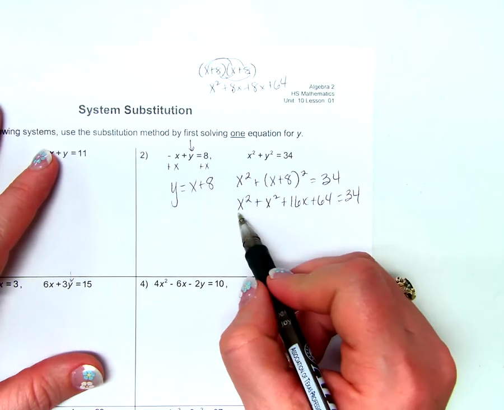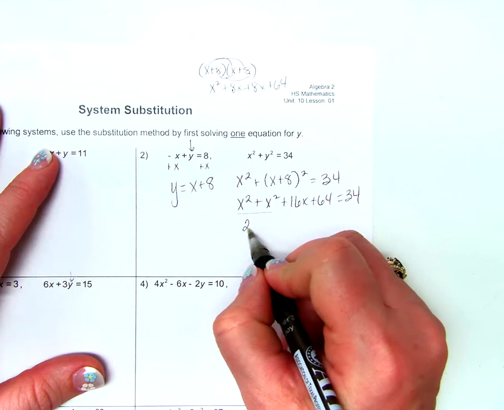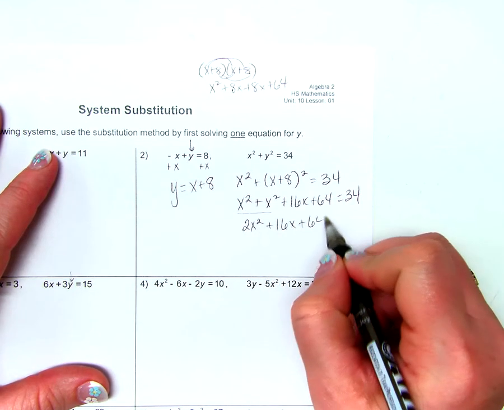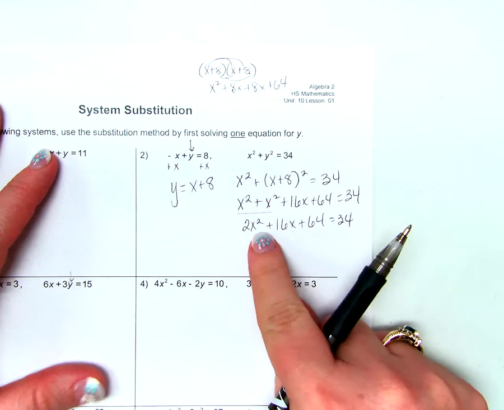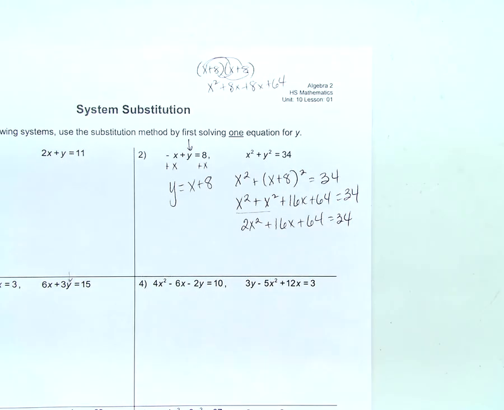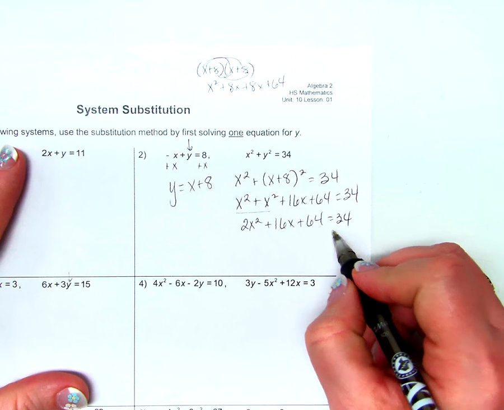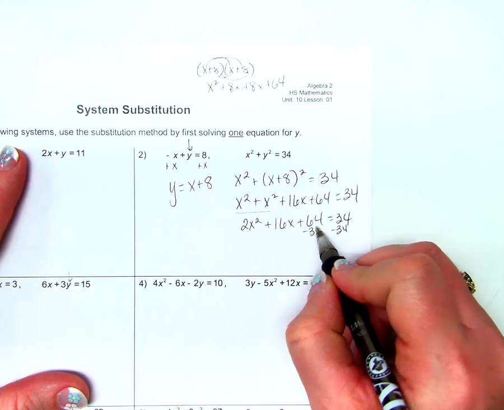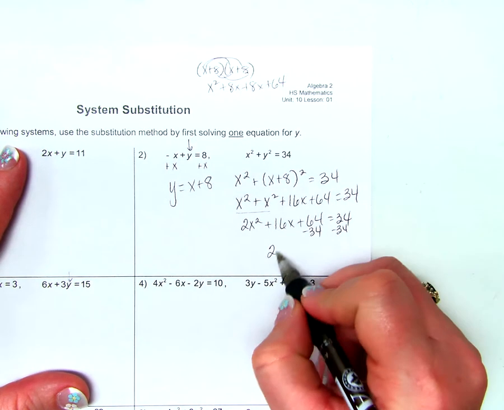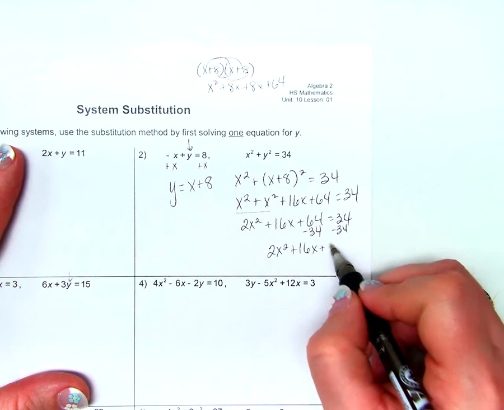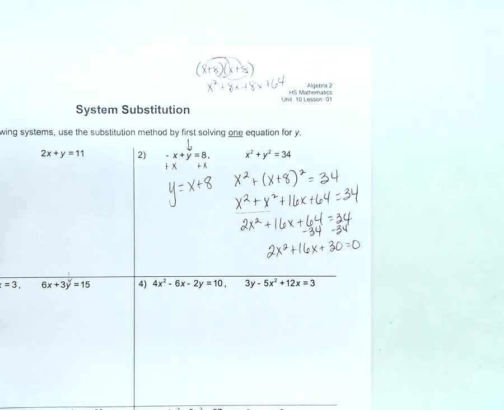So when we're combining like terms, here we have 2x squared plus 16x plus 64 equals 34. It is a quadratic function, so we do need to set this equation equal to 0. So in order to do that, we need to subtract 34 from both sides. 2x squared plus 16x plus 30 equals 0. Okay? Now, we're almost there.